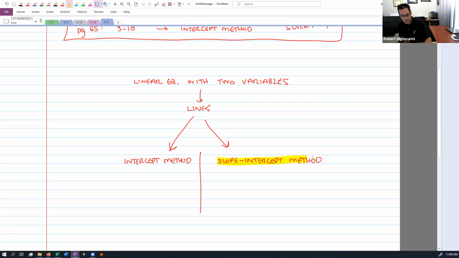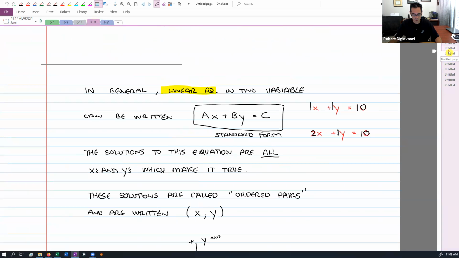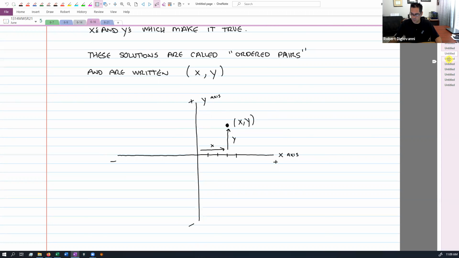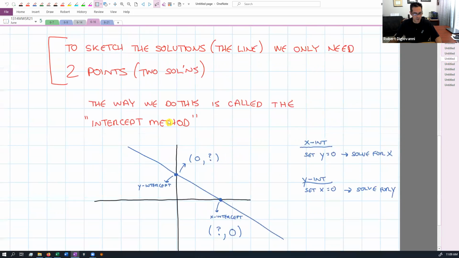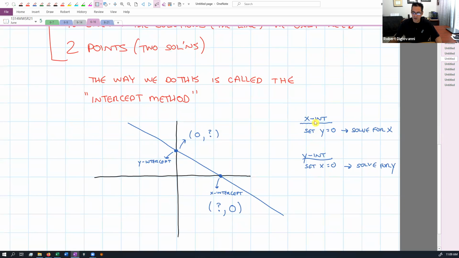Okay, so today we make sure we understand the slope-intercept method. Now for the intercept method, what you did was you found the X and Y intercepts, found two points, and drew a line. Maybe I'll just put it up here as a reminder from last class. The intercept method was this. To sketch the line, we only need two points. So we find the X and Y intercepts. To find the x-intercept, we set y equal to 0 and solve for x. To find the y-intercept, we set x equal to 0 and solve for y. Once we have those two points, we plot them, draw a line, we're done. So that was the intercept method.